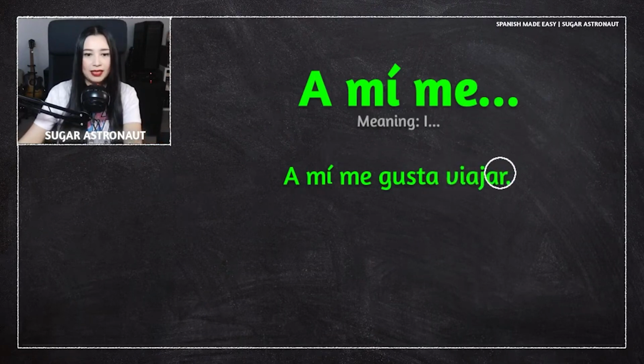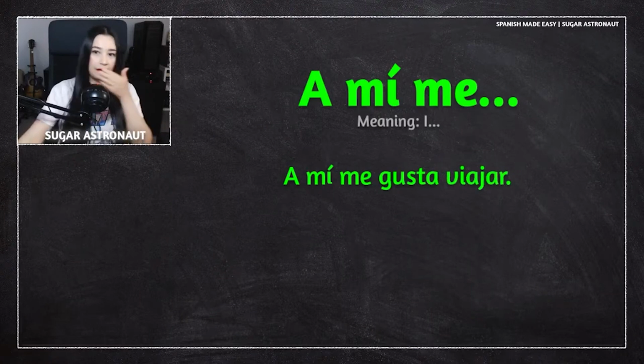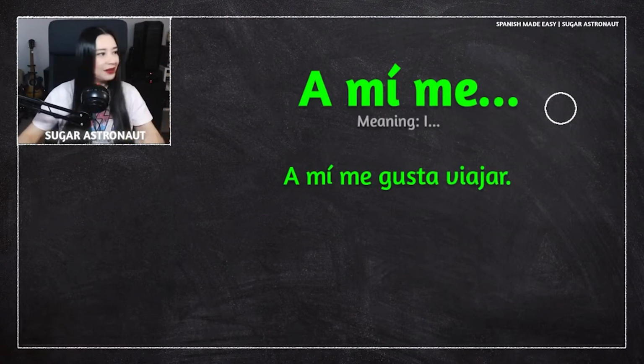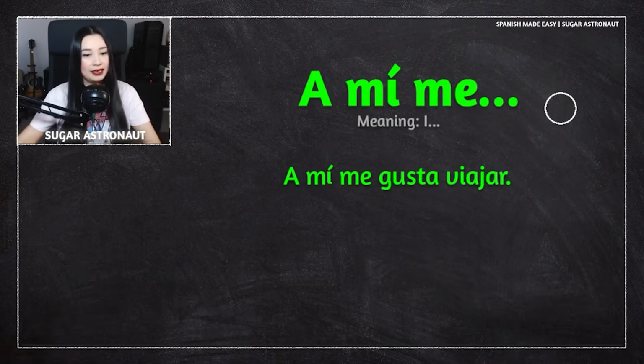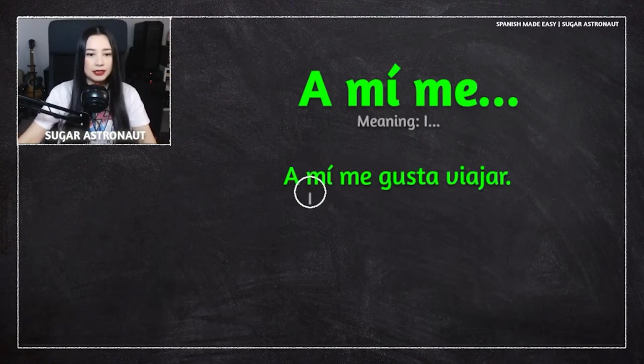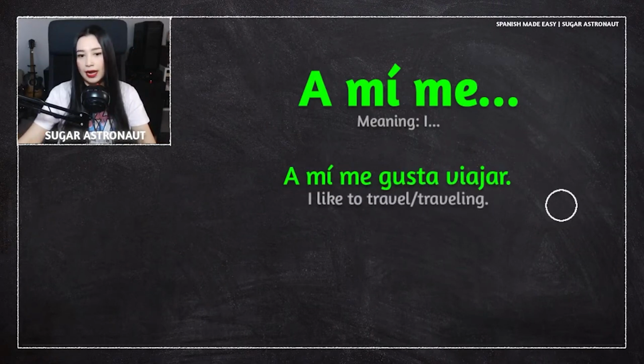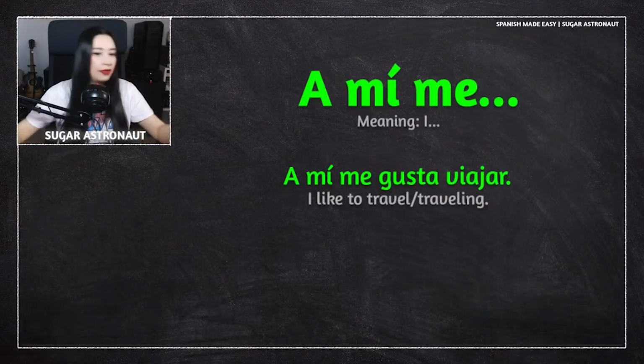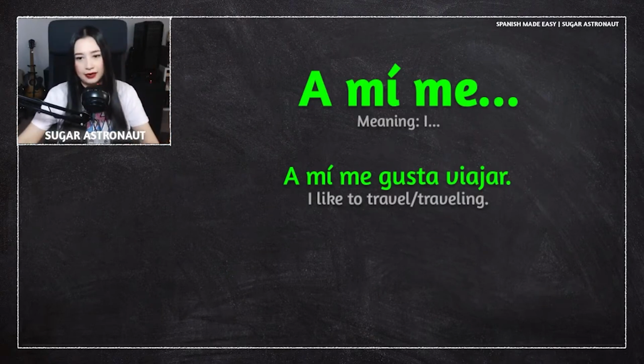A mí me gusta viajar. We have two verbs, gusta and viajar, okay? So this means I like to travel, or I like traveling. Same thing. A mí me gusta viajar, okay?